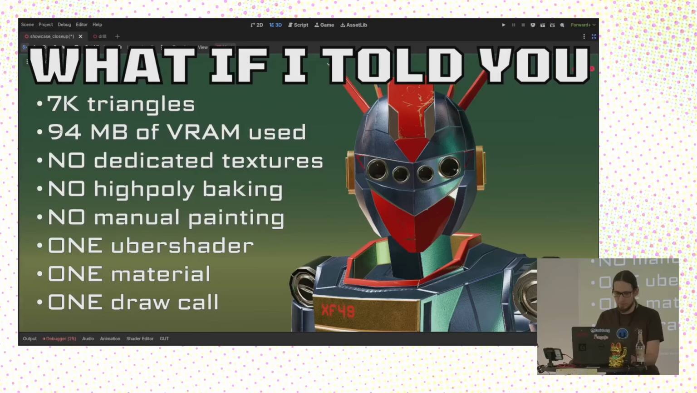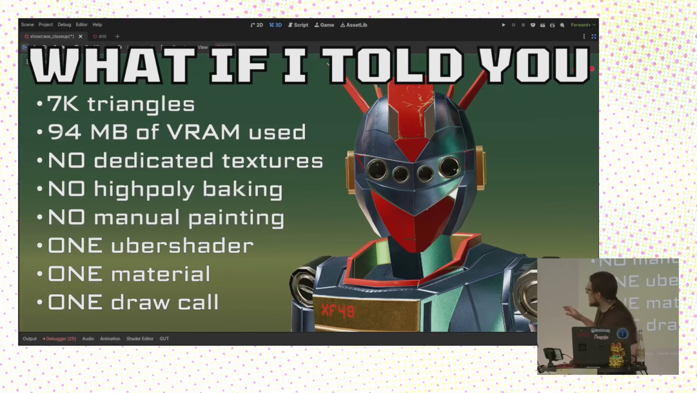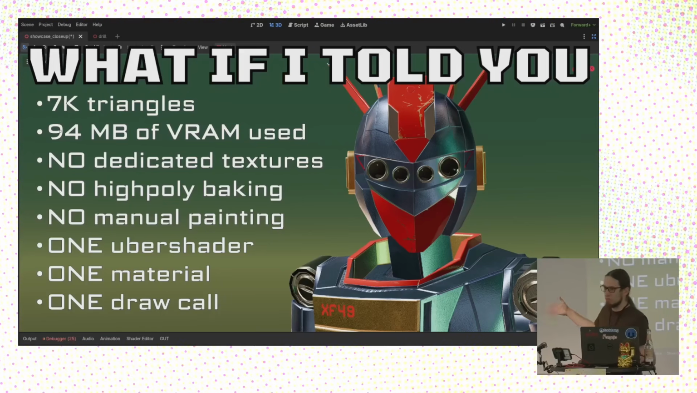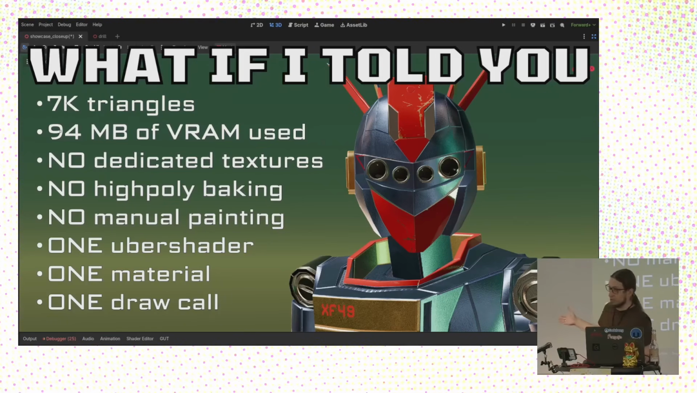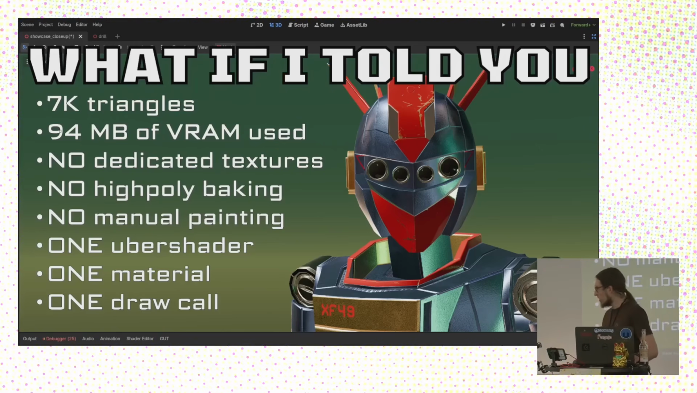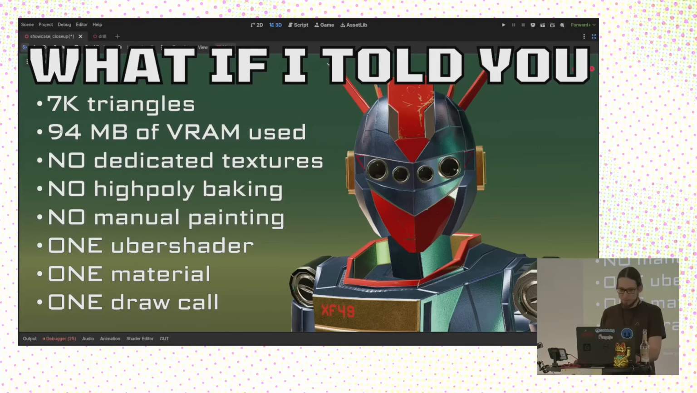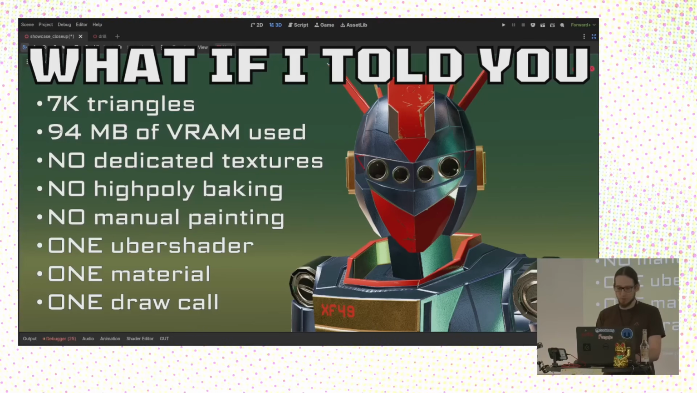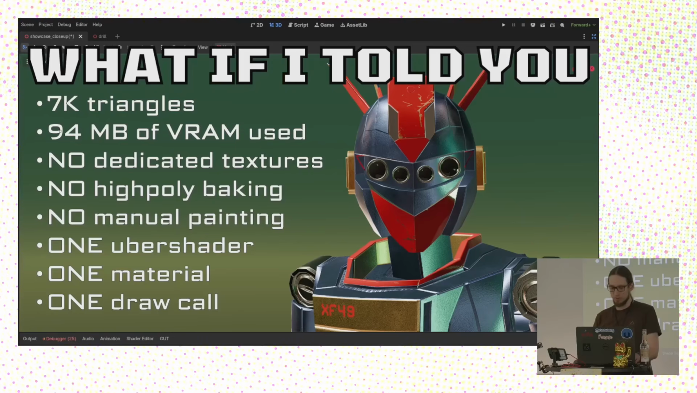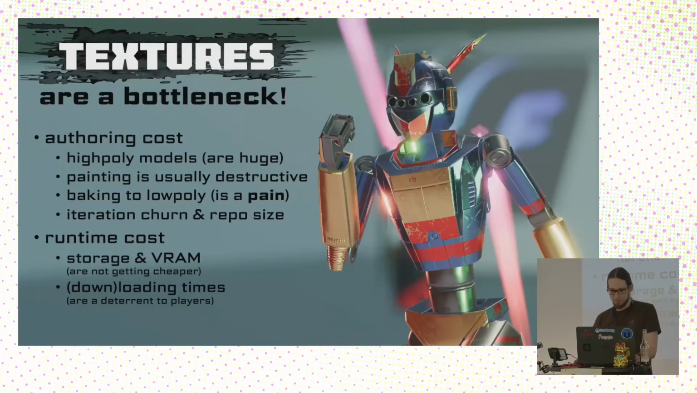It's a Fairphone 6. There are no dedicated textures, so you don't have to make any textures to make a model like this or 1,000 different ones, because all the textures are made to be reusable. There's no high poly modeling, no baking, no painting. There's one shader, one material, and this draws in one draw call.